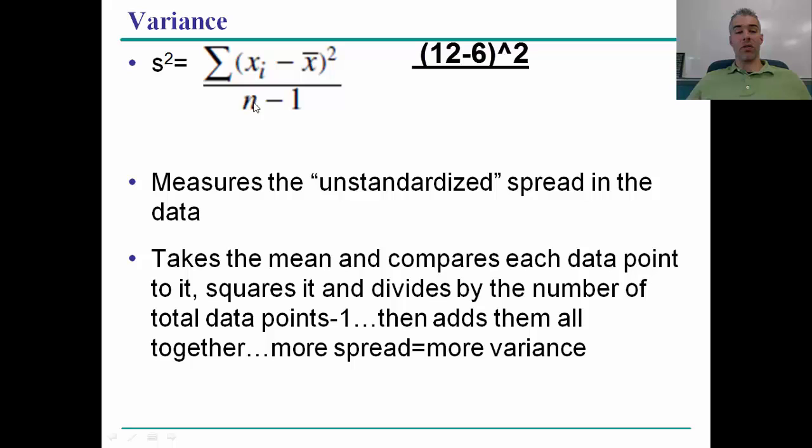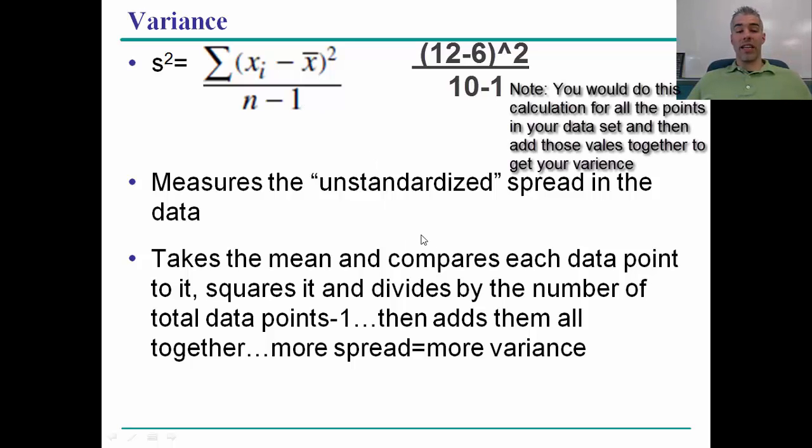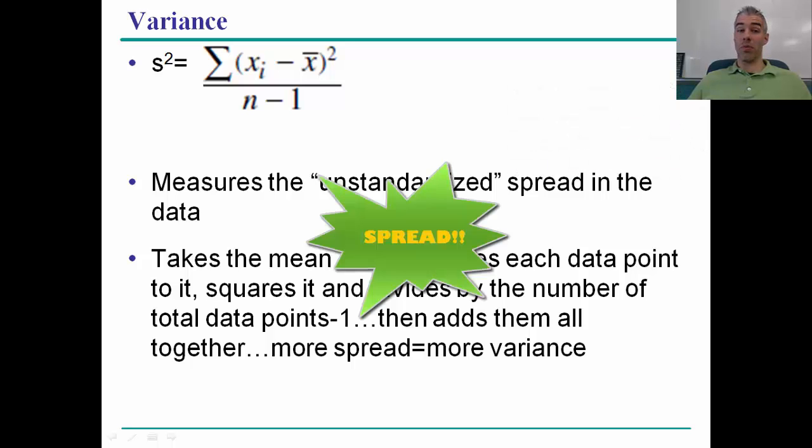N is equal to the number of total points that you're testing. So if you have a sample size of 10, N would be 10, minus 1 would be 9. As I said, it takes the mean, compares each data point to it, squares it, and divides by the number of total points minus 1. That gives you your variance, which is a measurement of spread. You want to know that.